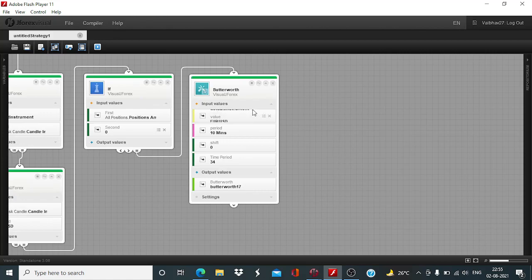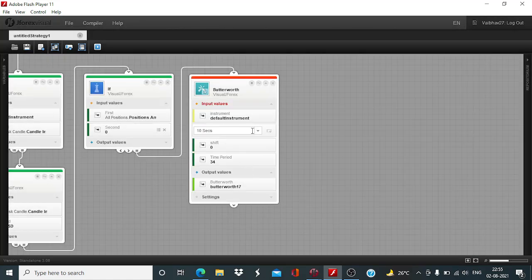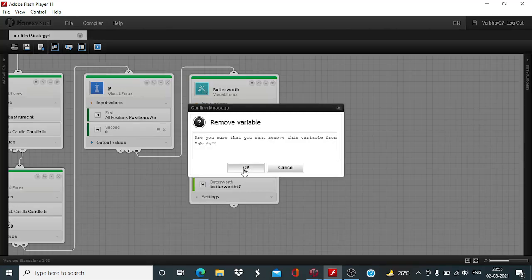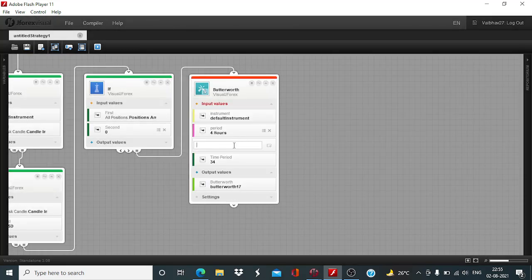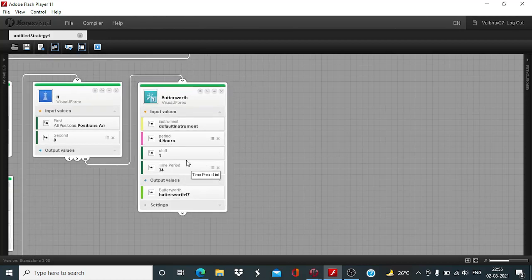For the first block of this Butterworth indicator I will use the 4 hourly candle period, and the shift value is going to be 1. We are going to use the default setup of 34 candle periods to calculate the output for the Butterworth. So the last 34 candles of 4 hours each have been used to plot the curve, to plot the indicator.